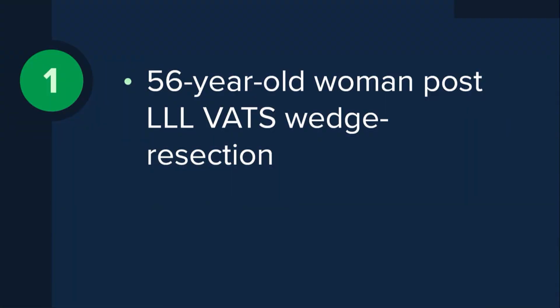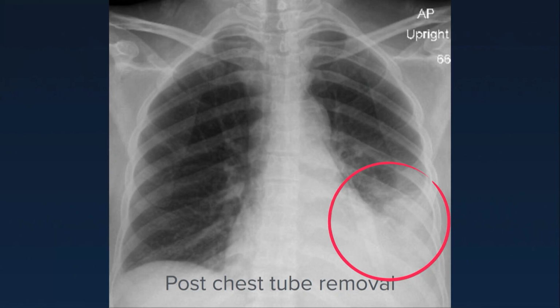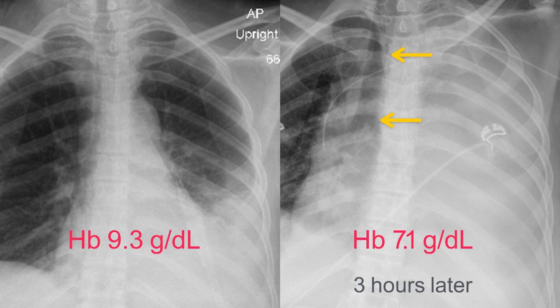So our first case is a 56-year-old woman who is post a left lower lobe VATS wedge resection. Here's the CT, the chest radiograph, and this is what she looked like. She had been doing great, and here we have chest tube removal. And now there is an opacity and a collection here. And a few hours later, the chest x-ray was repeated, and this is what it looks like. And I've provided some clinical information.